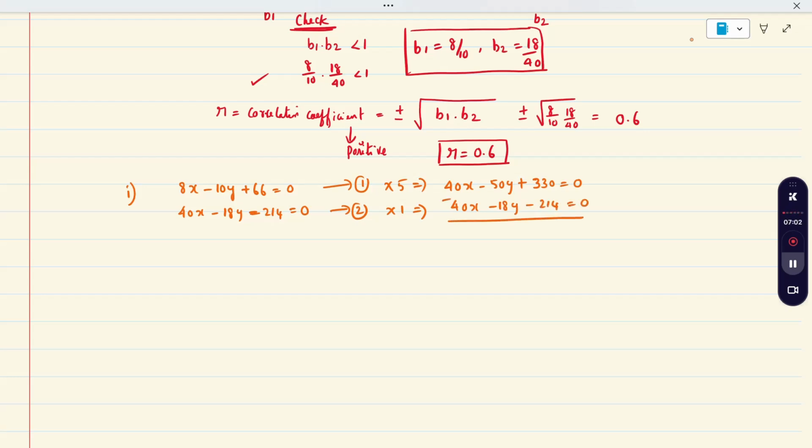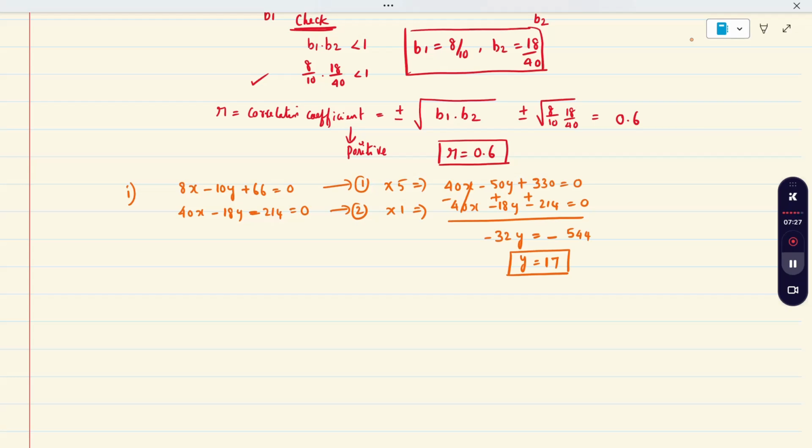So cancel the 40x, and subtract both. 50 minus 18 is 32, so minus 32y. When it goes to the left hand side, the minus symbol changes, so I have to add both: 330 plus 214 is 544. So y I am getting to be 17 when I divide it. Y is 17. So substitute in any one of the equations.